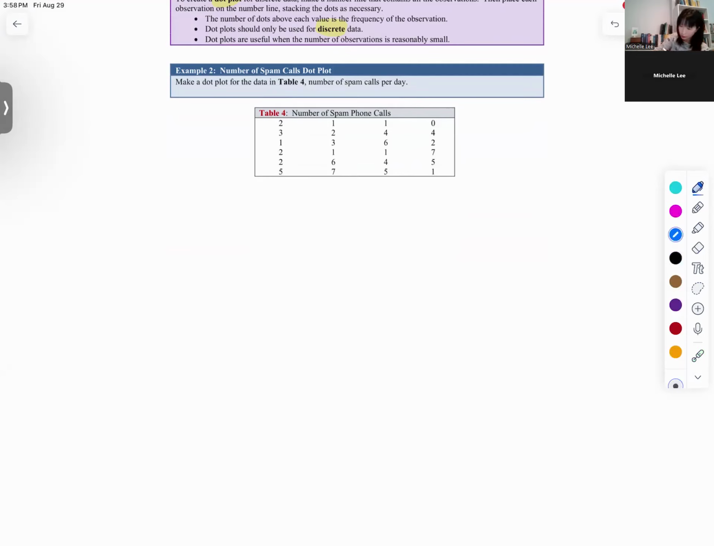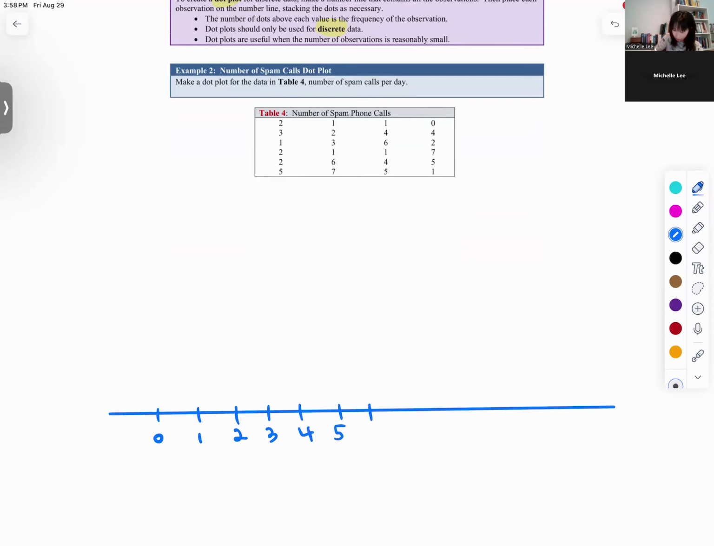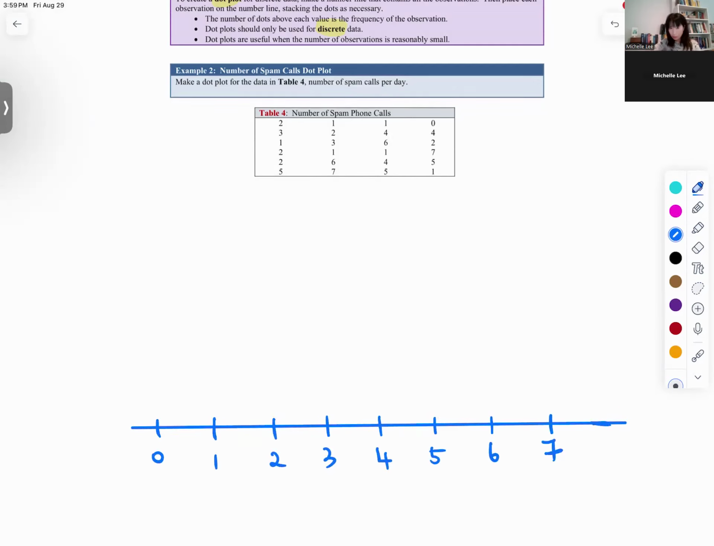So let's create a number line, straight. We have 0, 1, 2, 3, 4, 5, 6, 7. It's not spread out, so let me scale it first. Okay, better than before.